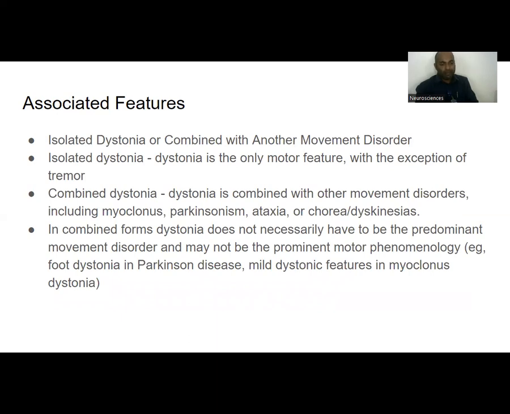In this case of combined dystonias, dystonia does not necessarily have to be the predominant movement disorder, and may not even be the prominent motor phenomenology. So you can have combinations of dystonia and Parkinsonism in young onset Parkinson's disease. You can have this combination of dystonia and myoclonus.